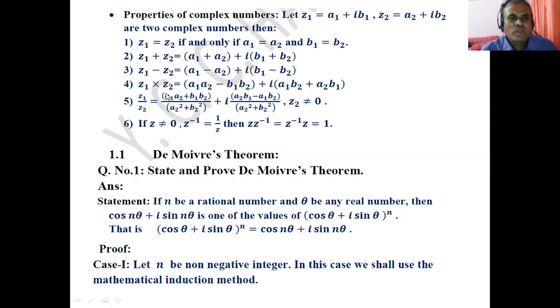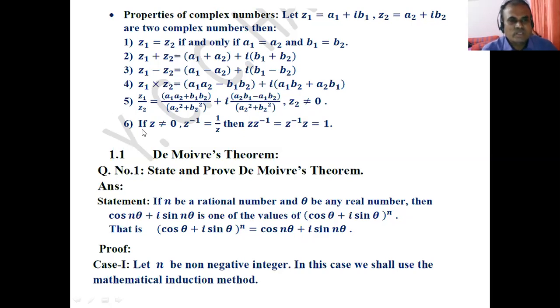So Z1 by Z2 is equal to the real part (a1 a2 plus b1 b2) divided by (a2 squared plus b2 squared), plus i into (a2 b1 minus a1 b2) divided by (a2 squared plus b2 squared), where Z2 is not equal to 0. So this is the property 5 of a complex number.